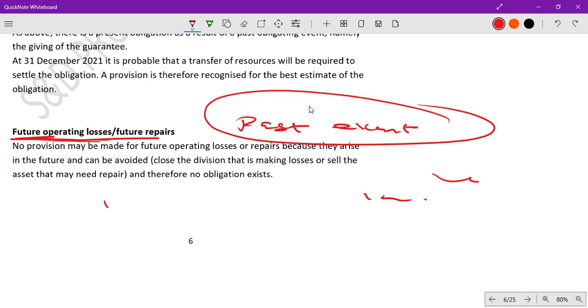Now, in the course of the year, you may decide to change your method of operation, and that future loss will never occur. For that matter, there is no present obligation, and for that matter, we don't make provision for future repairs as well as operating losses.